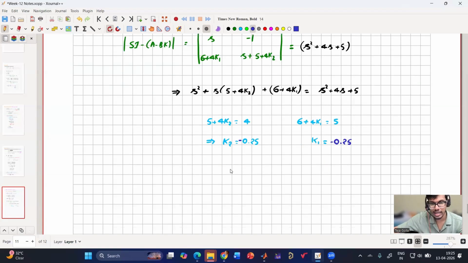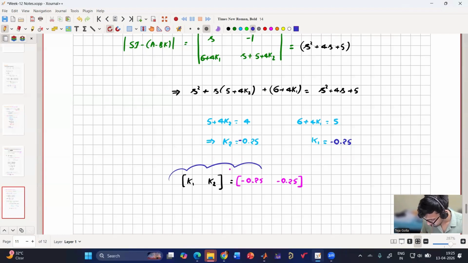Okay, so we got k1 and k2. So my k1 k2 matrix is coming out to be minus 0.25, minus 0.25. So this is how we have solved based on the desired pole locations.